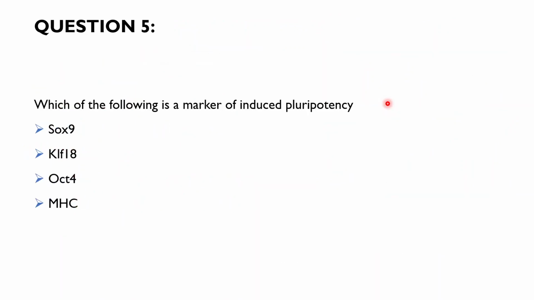So these are the 4 factors. Which of the following is a marker of the induced pluripotency? As I discussed, there are 4 critical factors which are required to induce pluripotency in any somatic cell. So what are these 4 critical factors? They are SOX2, OCT3/4, CMYC, and KLF4. So which one do you think is the correct option here? You can write in the chat box again, and we'll move on to the discussion.